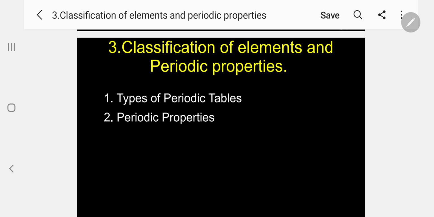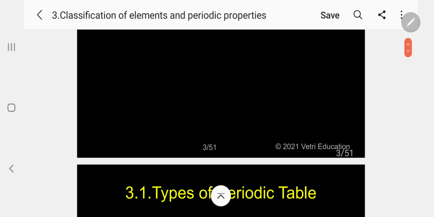When the elements were discovered, the scientists wanted to arrange the elements in groups to study the physical and chemical properties. Different persons tried and different persons succeeded, and so you have different periodic tables. And another is periodic properties. Let me give it in detail, kindly follow.